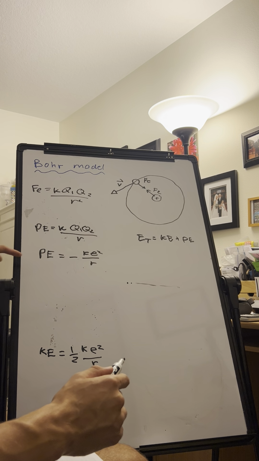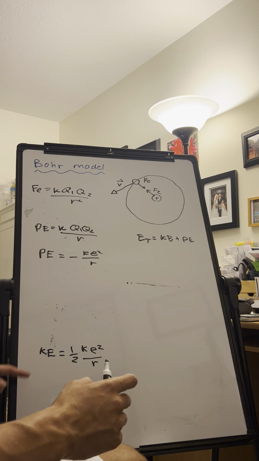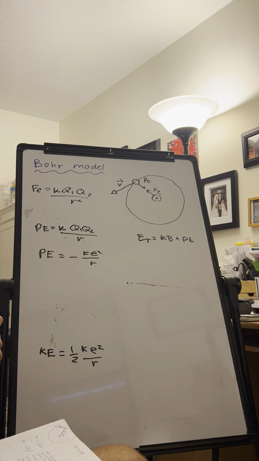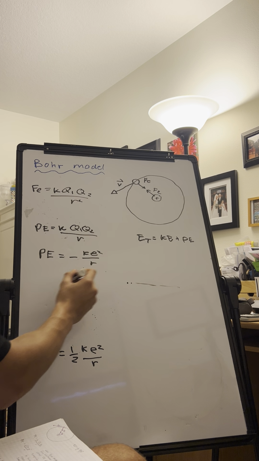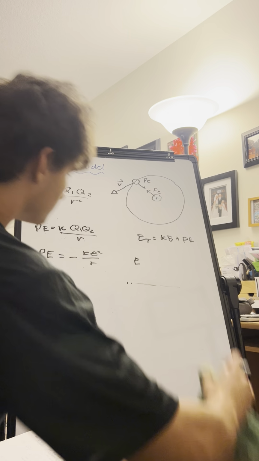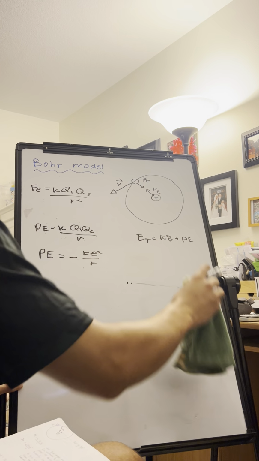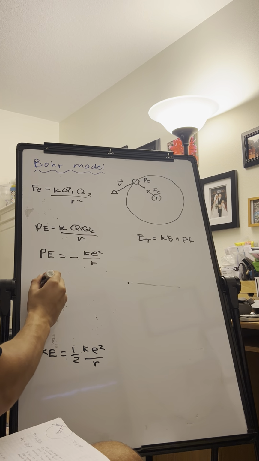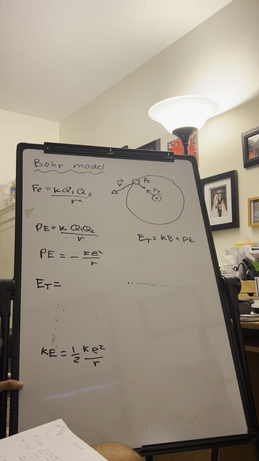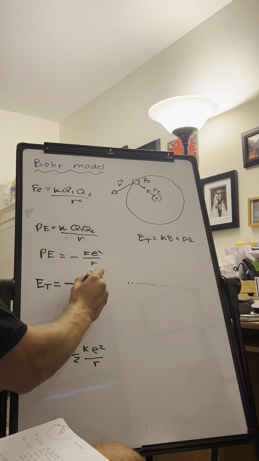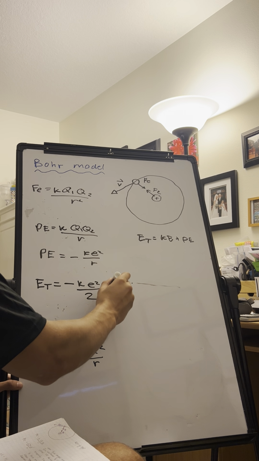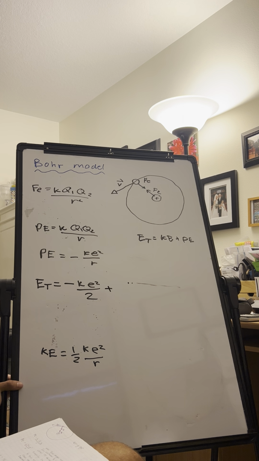Next, now that we have potential energy and kinetic energy, all we do is plug into this equation. The total energy of the system is equal to its potential plus its kinetic.